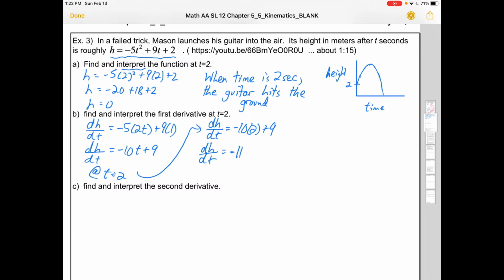So what can we say? At t equals 2, the guitar is traveling downward.